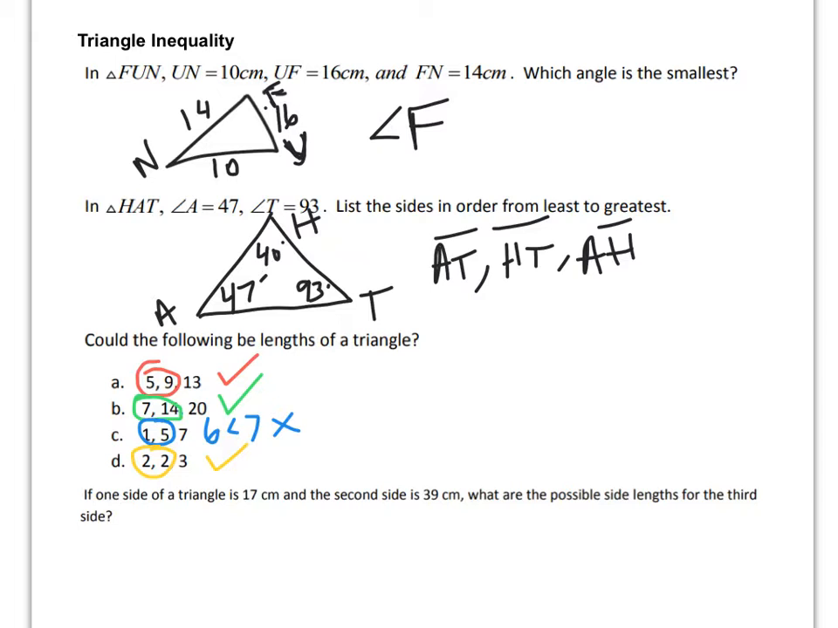All right. If one side of a triangle is 17 centimeters and the second side is 39, what are the possible side lengths? So this is asking for our range. So on the left, we're going to subtract. So 39 minus 17 gives me 22. And then the right side we add. So 39 plus 17 is 56.